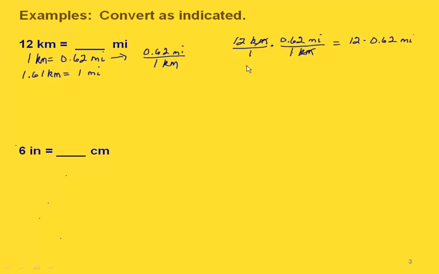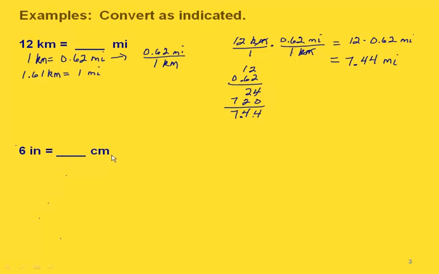Now we need to multiply 12 times 62/100. And we end up with an initial product of 744. We do have to put our decimal point in. We had 0 places here and we had 2 places here. So we're going to put 2 decimal places in our answer. That gives us 7 44/100 of a mile.